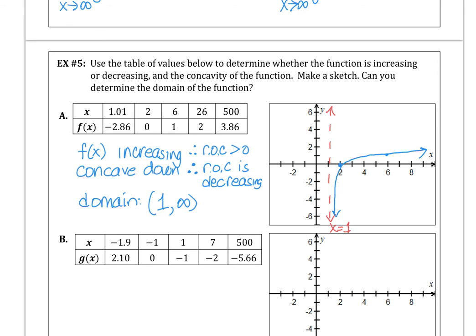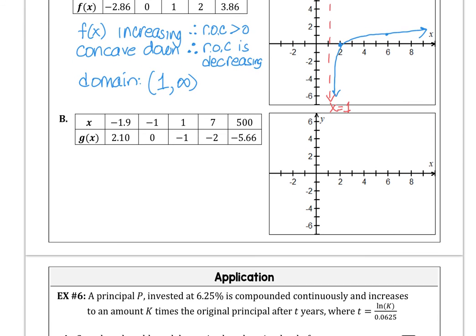How about B, g of x? What's happening here? We've got decreasing values, so g of x looks like a decreasing function. G of x is decreasing. That means our rate of change is negative. So our graph is going to be concave up, which means the rate of change is increasing.